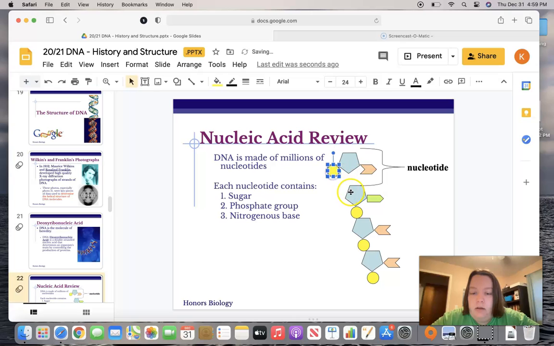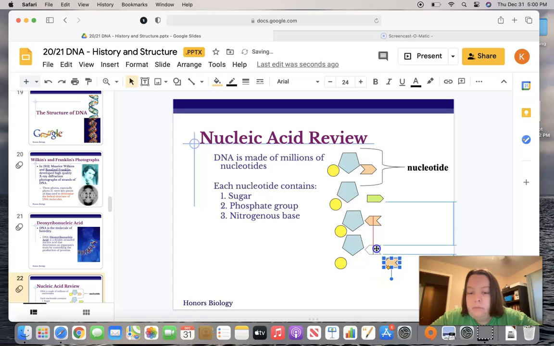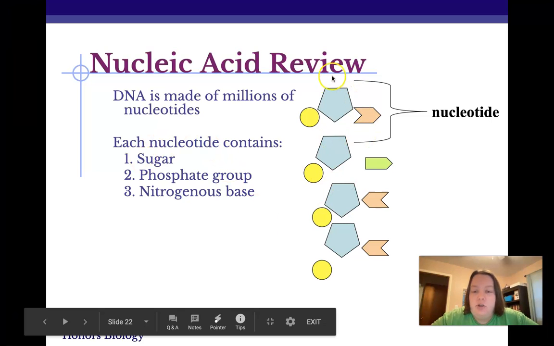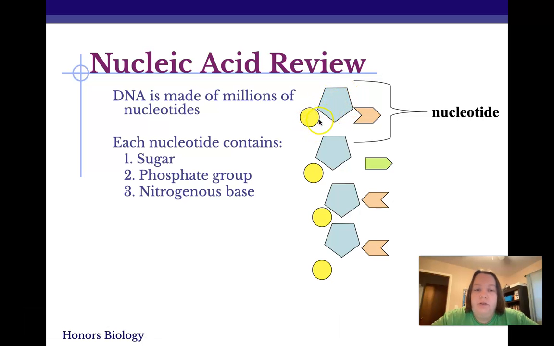And these phosphates are in the wrong spot, so I'm going to move them around a little bit. Phosphates are on the side. Kind of like that. So nucleotides are made up of three parts: the sugar, which is a pentagon, the phosphate, which is the yellow circle, and a base on the side.